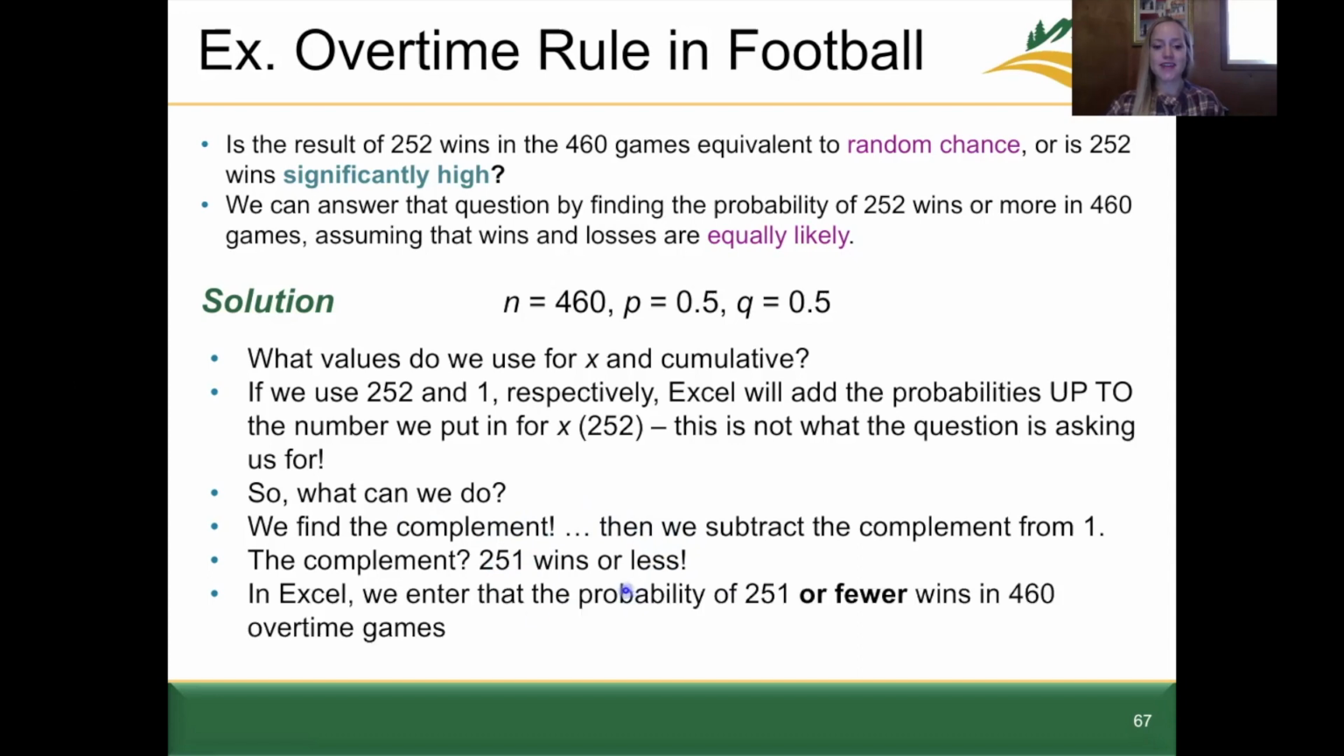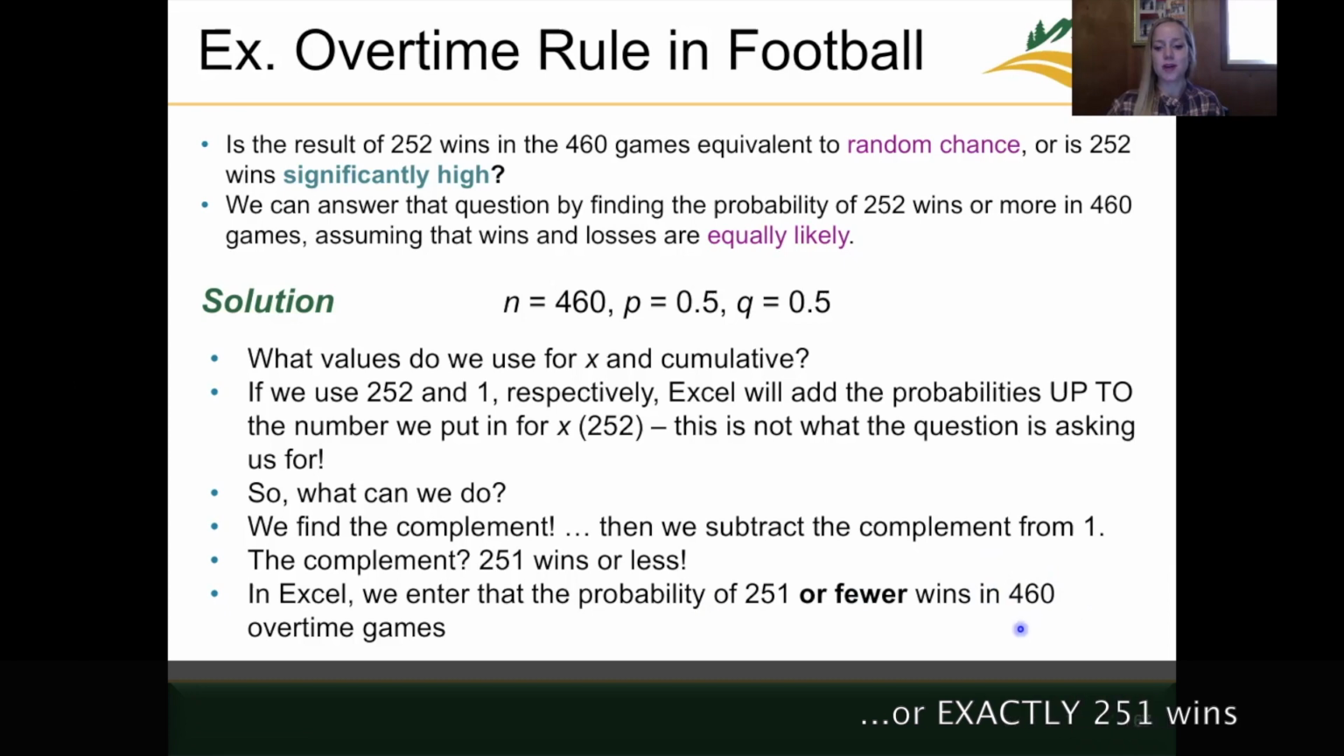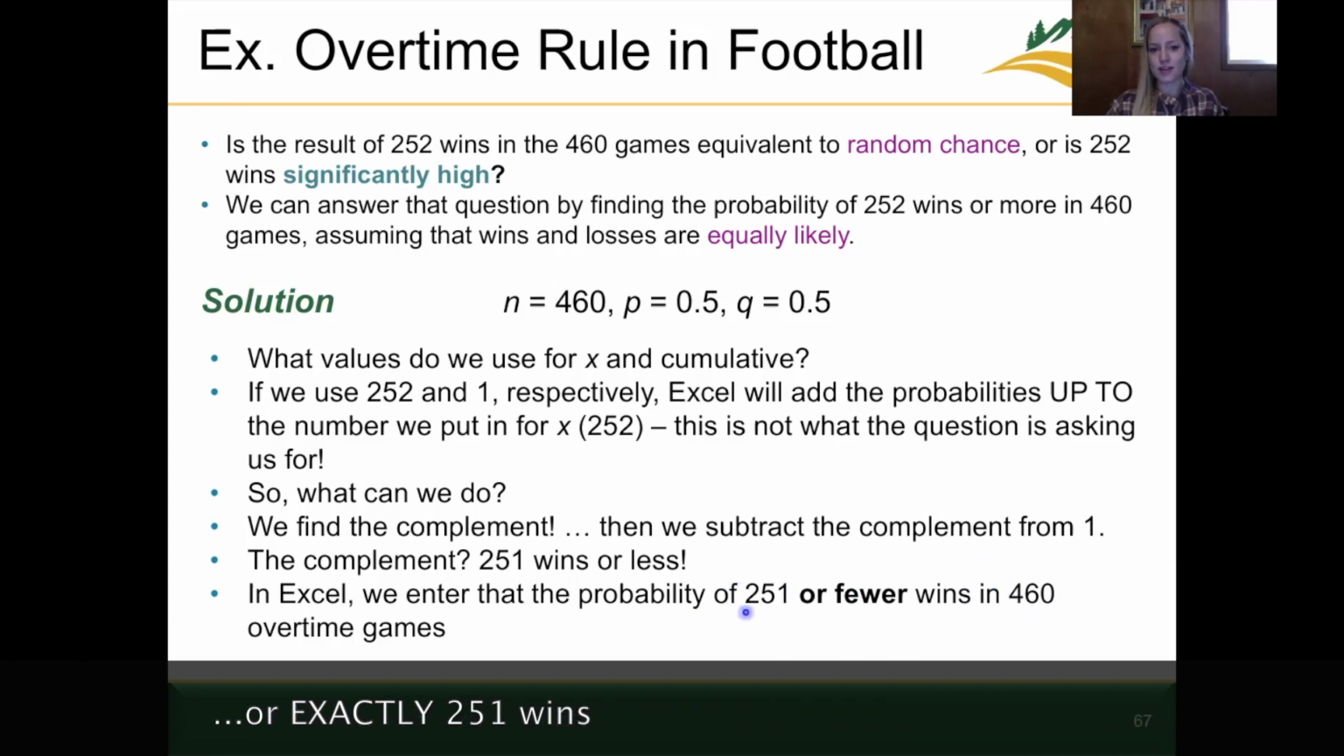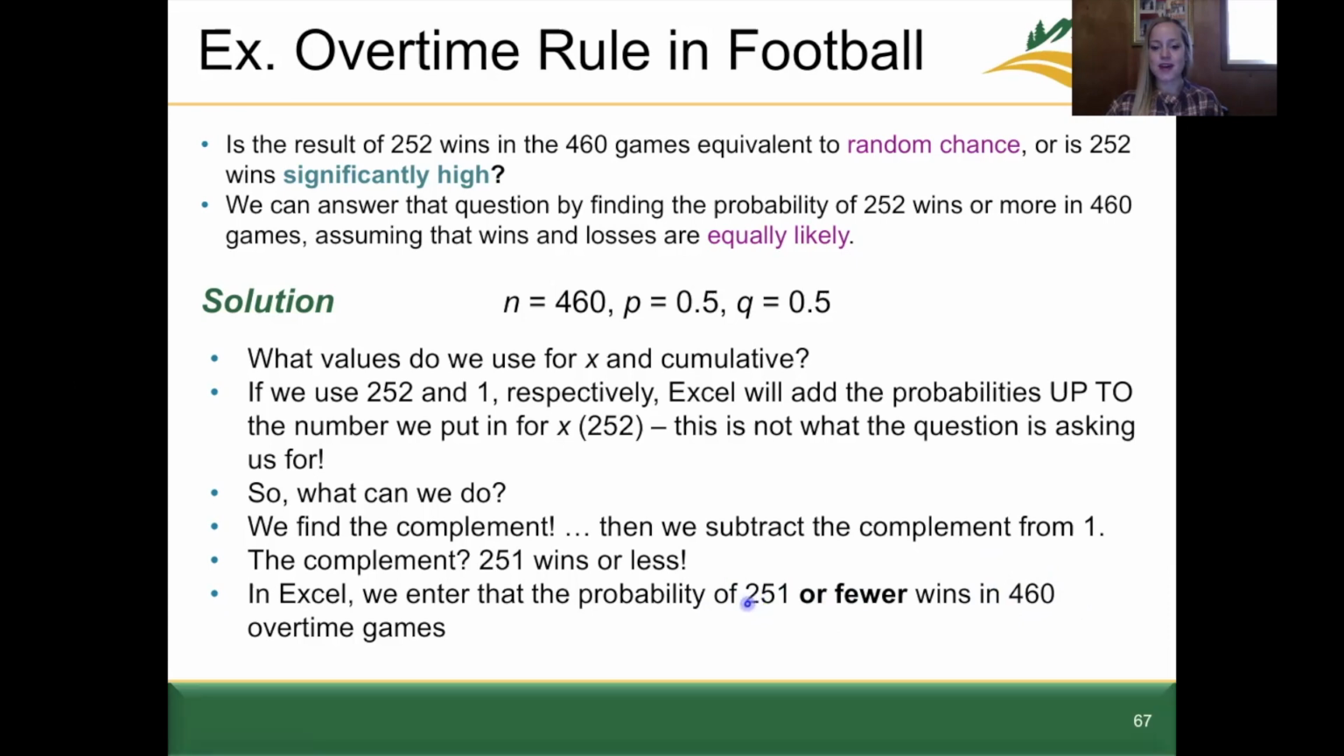So in Excel then, we can enter the probability of 251 or fewer, so that'd be 0 or 1 or 2, all the way up through 251 wins. Our N value doesn't change. We still have 460 games we're looking at total. Our cumulative value, because we want 0 or 1 or 2, etc., needs to be 1. If we by mistake use a cumulative value of 0, we'd really be finding out the probability of 251 wins only. But we also want to take into account 250 wins and 249 wins, etc.